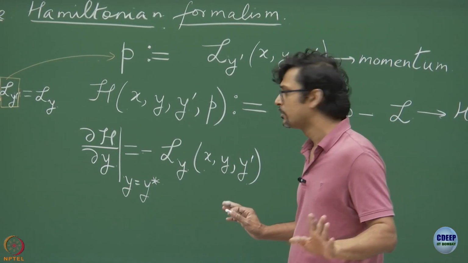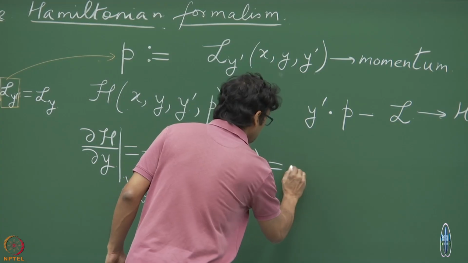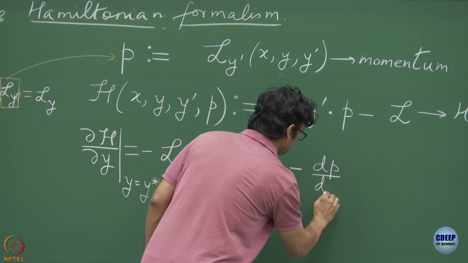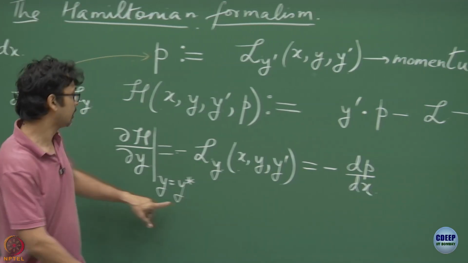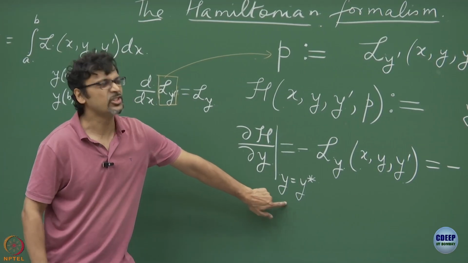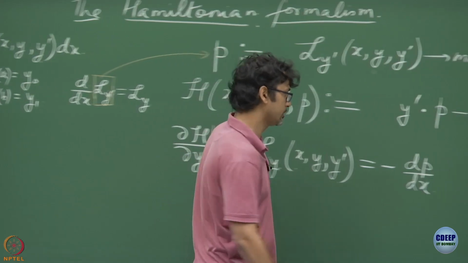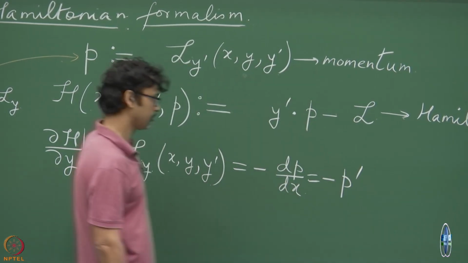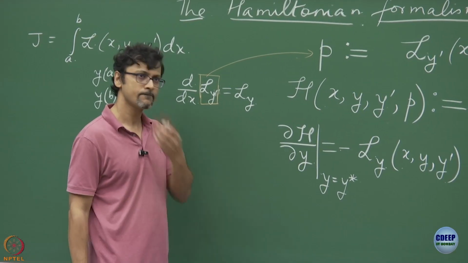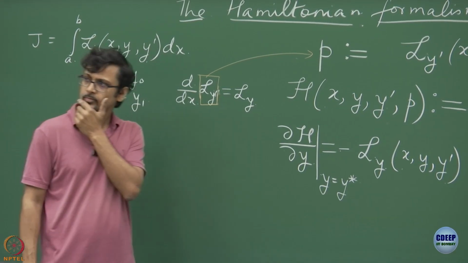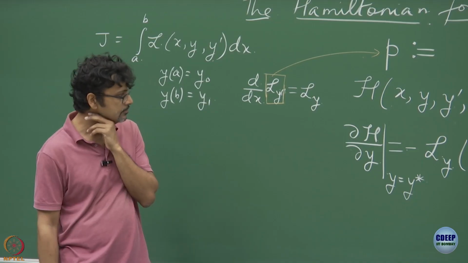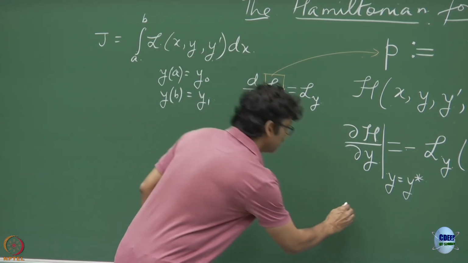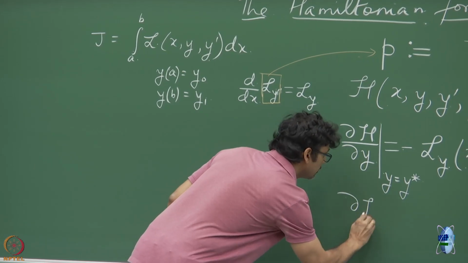Is that clear? So this is equal to minus, of course, along an optimal curve or an extremal curve at least. An extremal candidate is how I should call it. So this is minus p prime. Yeah? This is clear? Great. Let's do something else now.